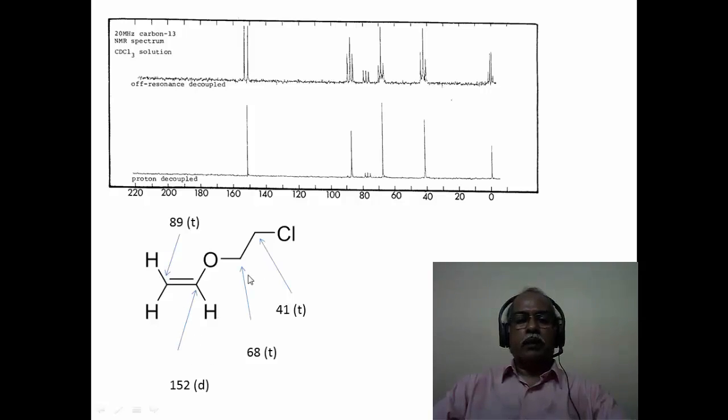The remaining two carbons come at 68 for the carbon attached to oxygen and 41 for the carbon directly attached to the chlorine. So this will be the oxygen CH2 and this will be the chlorine CH2. So essentially this satisfies the spectral data. The IR tells us that this is an unsaturated compound containing only a double bond, and then mass spec tells us the fragmentation pattern. Chlorine is present in the system, as well as the vinyl ether fragment is very clearly seen in the mass spectrum.